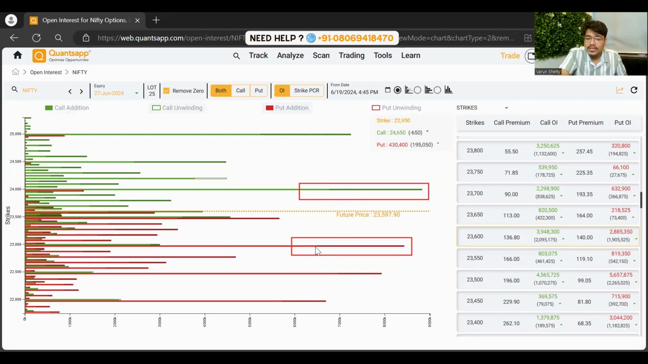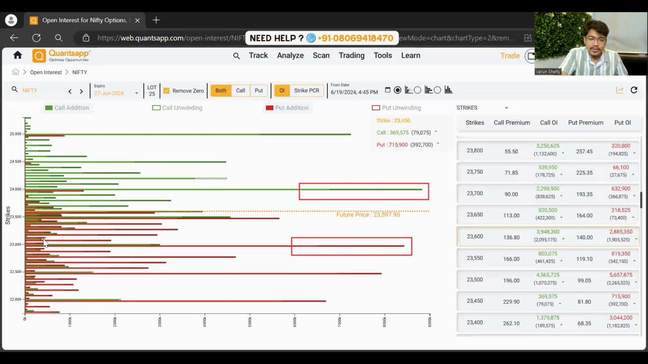And what are the put writers expecting? The put writers are expecting that the market will expire above 23,000. So the major writing concentration on the put side is 23,000 and on the call side is 24,000. This 1,000-point range is where the market might expire. Now, just think of a hypothetical scenario.